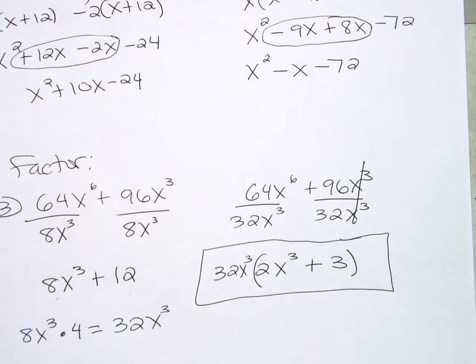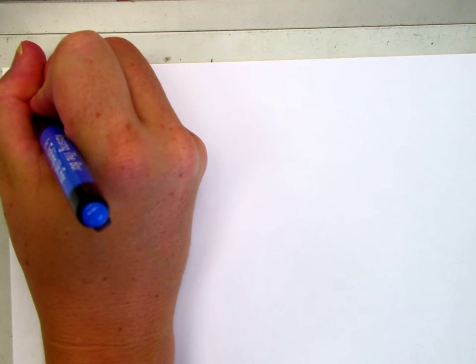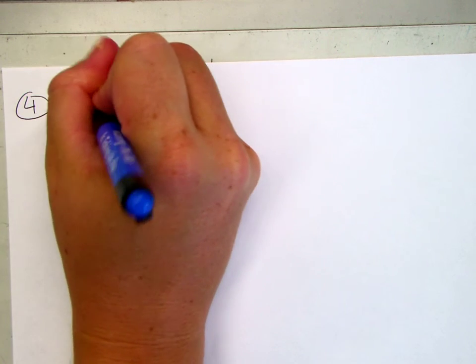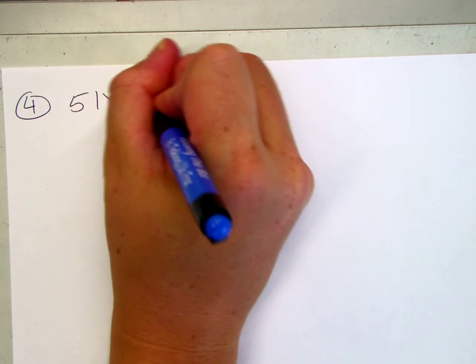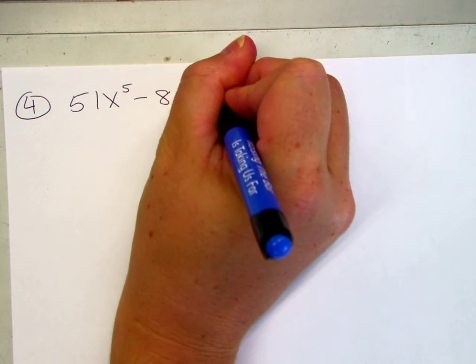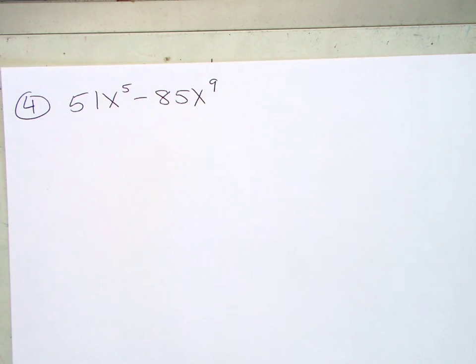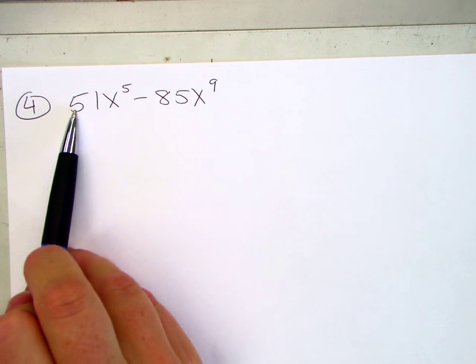All right? Today's are a little harder from Friday because I want you to have to think a little more about finding your GCF. All right, number 4. 51x to the 5th minus 85x to the 9th. What is the GCF of 51 and 85? So this one's a little tricky. If you add these together, they add up to 6.